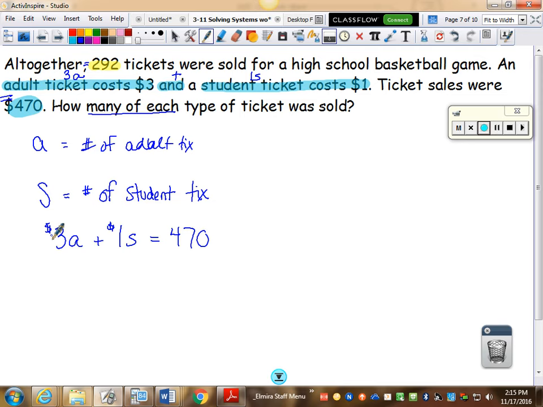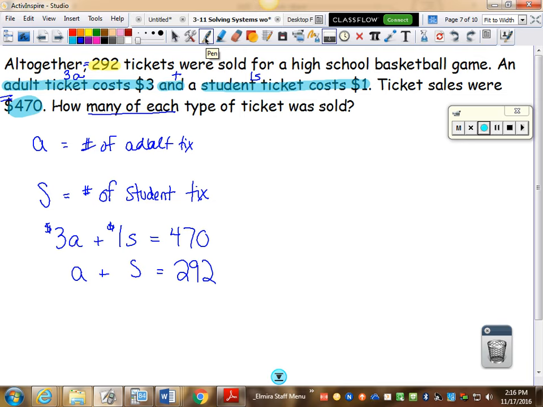It also says that there were 292 tickets altogether. That means the number of adult tickets plus the number of student tickets equals 292.